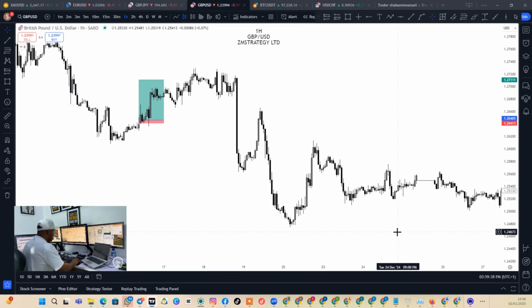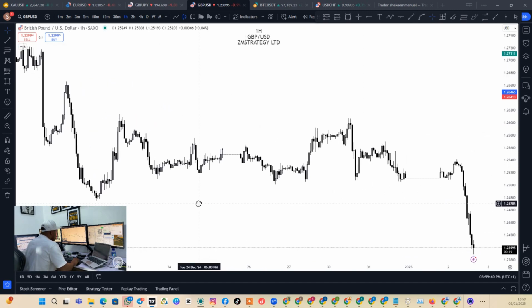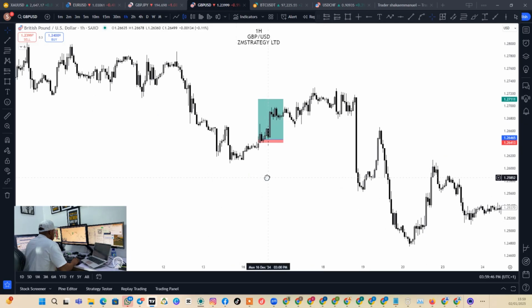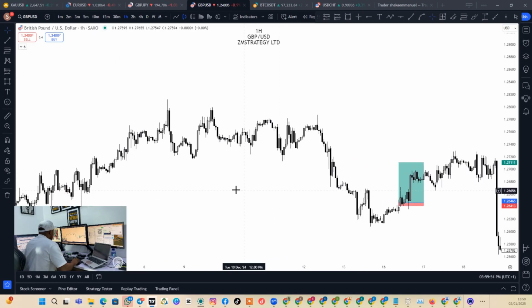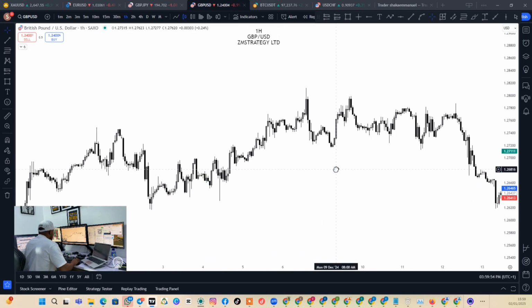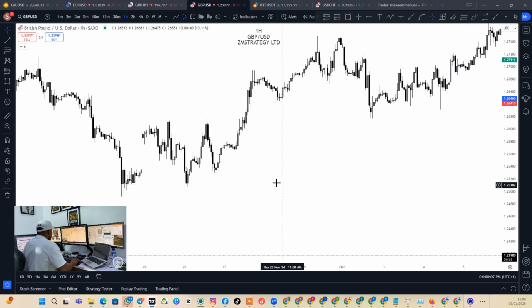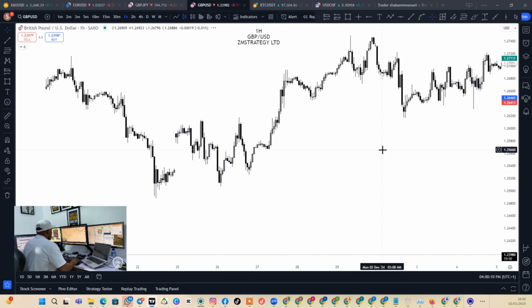So let's look at the chart and see an example of what I just explained. So let's look at an example. Okay, this one, no, let's look for a good example.